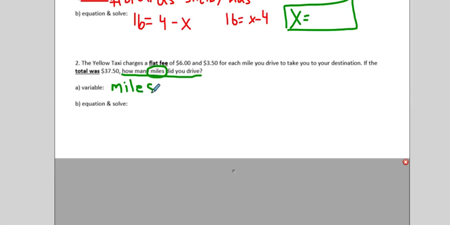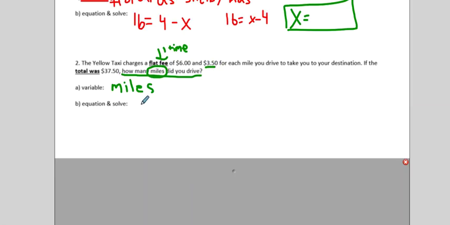Okay, now, the yellow taxi charges a flat fee of $6. When we talked about setting up expressions, we learned what this flat fee was. A flat fee means it's a one-time thing. We're paying them $6 just basically to get into the cab. It doesn't affect anything. We just have to give them $6 and that's it, just to get into the cab basically. Then they charge us $3.50 for every mile, okay?